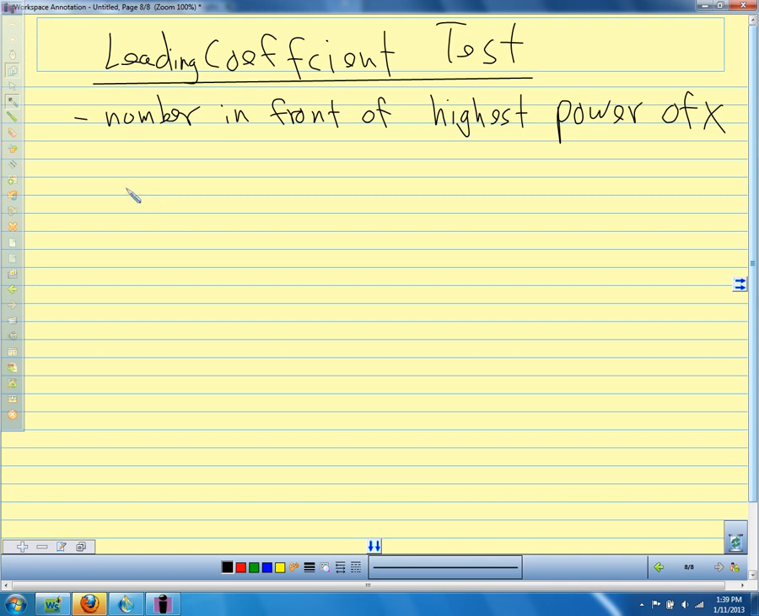So we're going to make a table here, and we're going to look at the term with the highest power of x. So we're talking about our function f of x is ax to the n plus something else. But we're talking about the highest power of x here, so we're just looking at that term. We're going to make a table for the leading coefficient. The leading coefficient is a, this number a that's in front of the highest power of x.